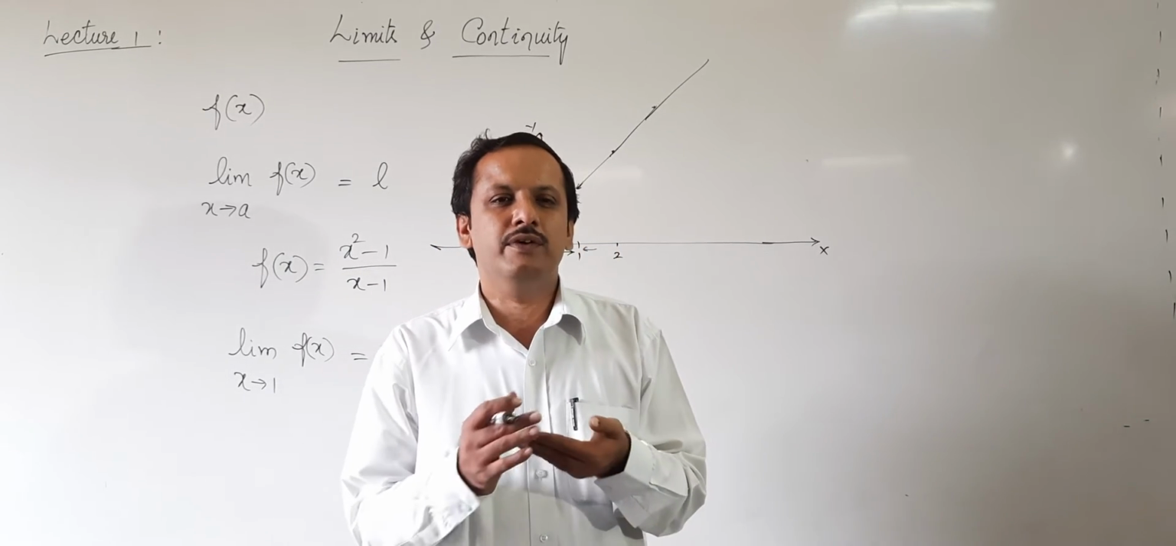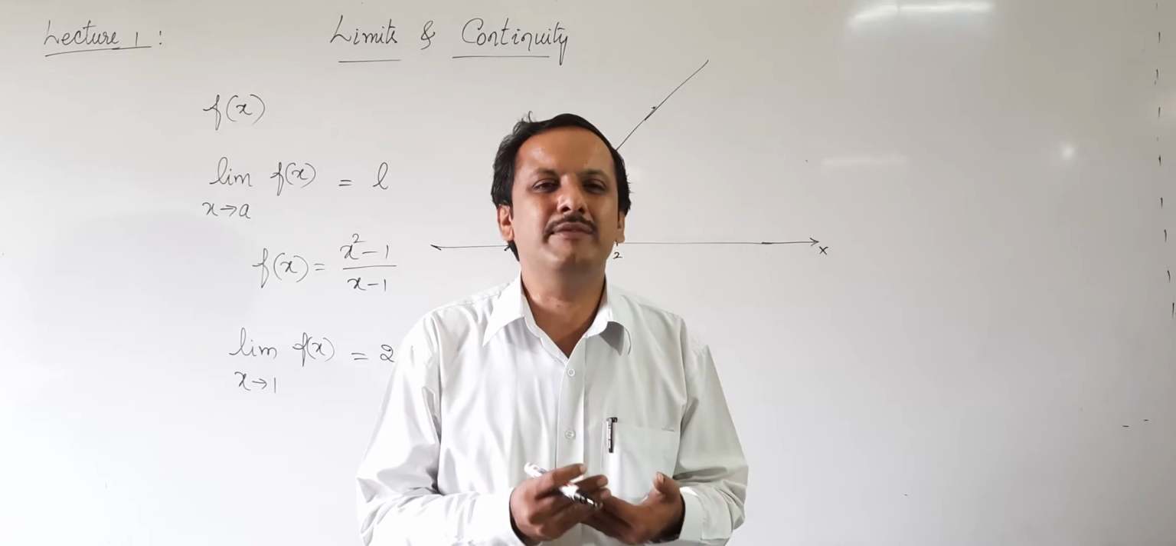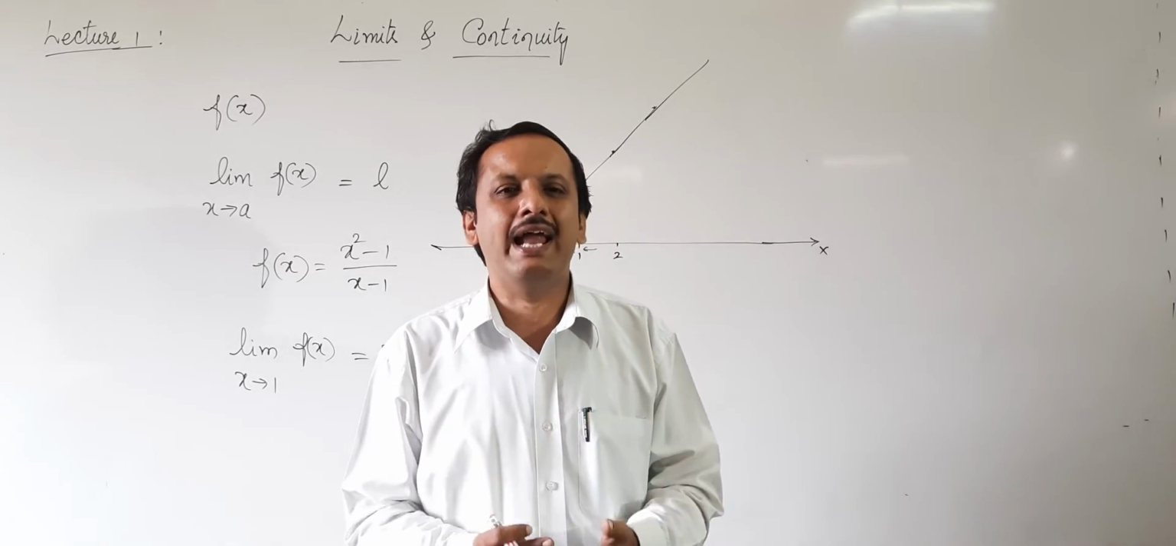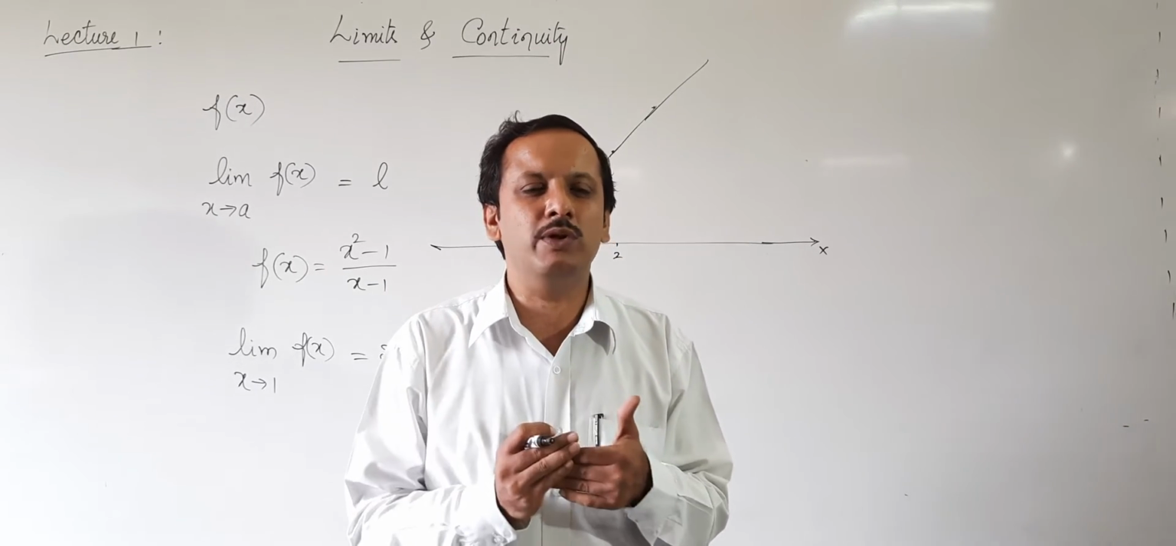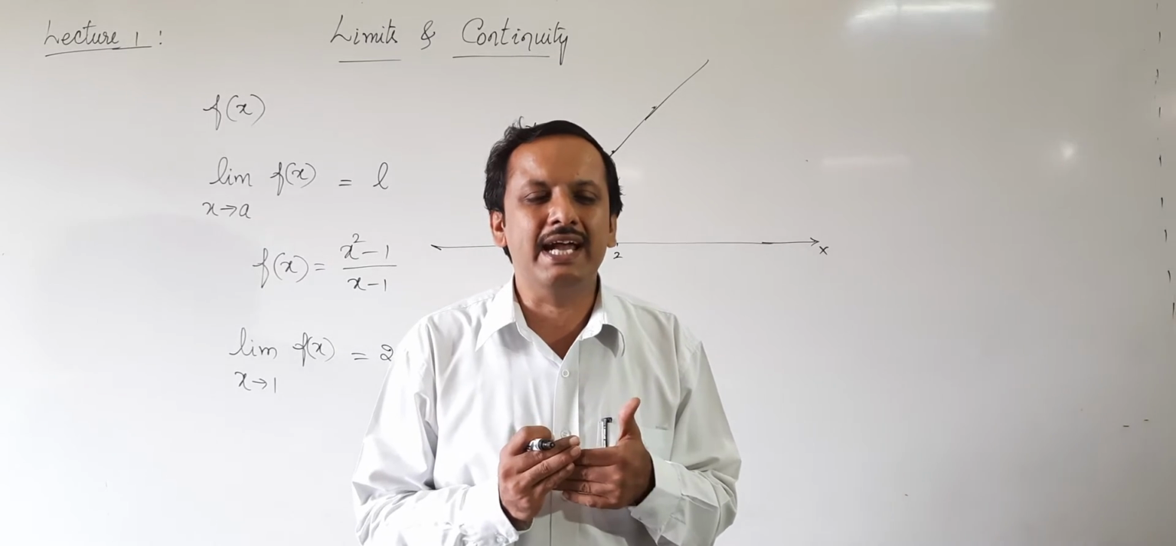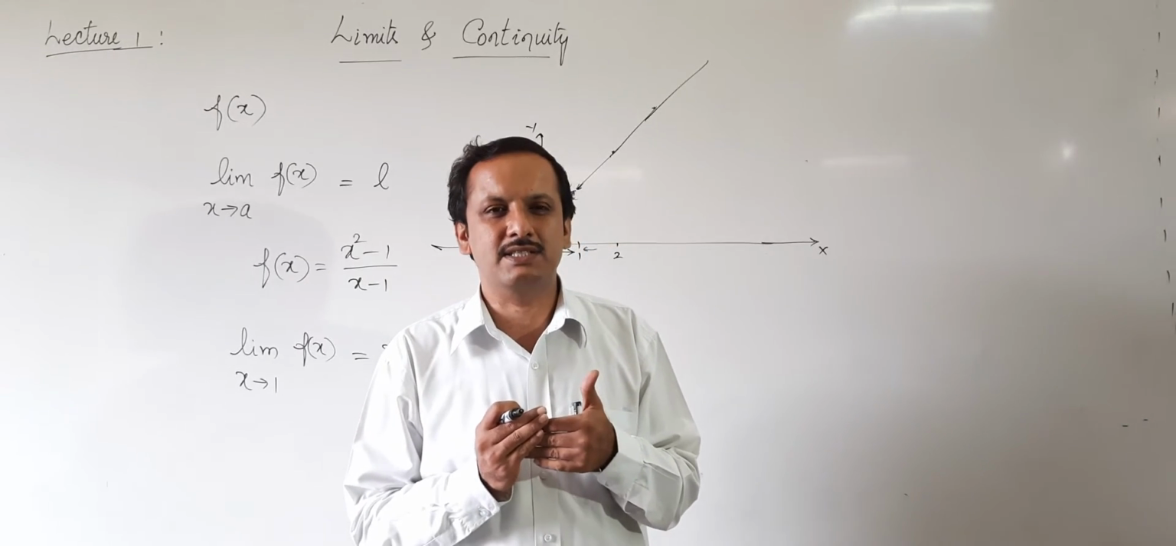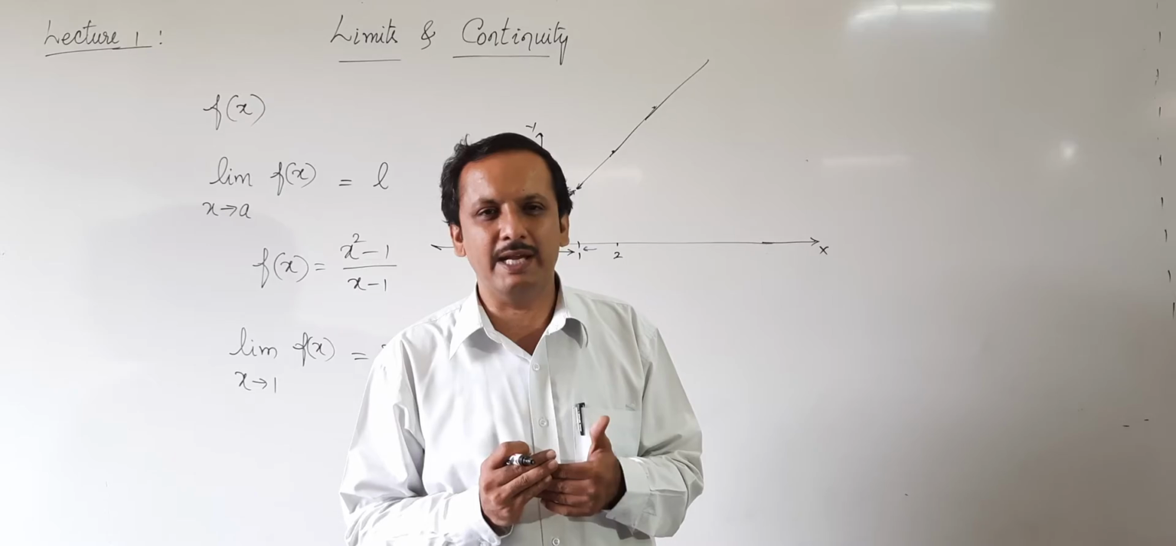If the left hand limit and the right hand limit both exist, and if they are equal, left hand limit is equal to right hand limit, then we say that the limit exists. The function has a limit at that point.